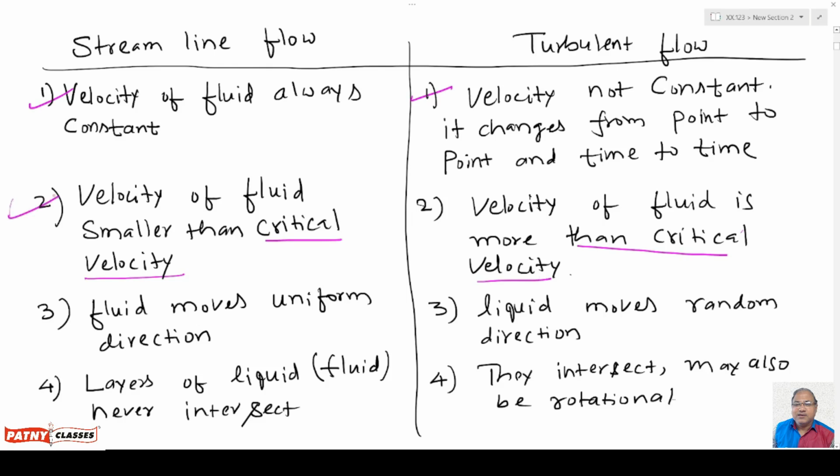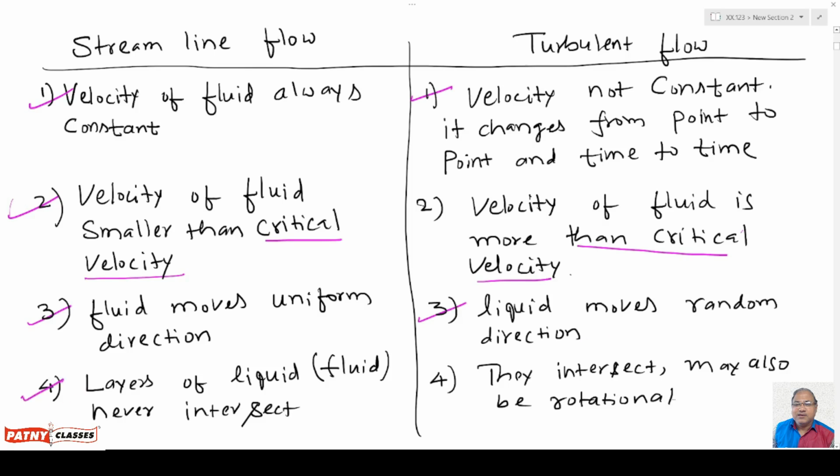Now the third one. In streamline flow, the fluid moves in a uniform direction. There is a single direction. Whereas in turbulent flow, the liquid moves in a random direction. There is no fixed direction. Whereas in case of the streamline flow, there is a fixed, uniform direction. But in case of turbulent flow, the liquid moves in a random direction.